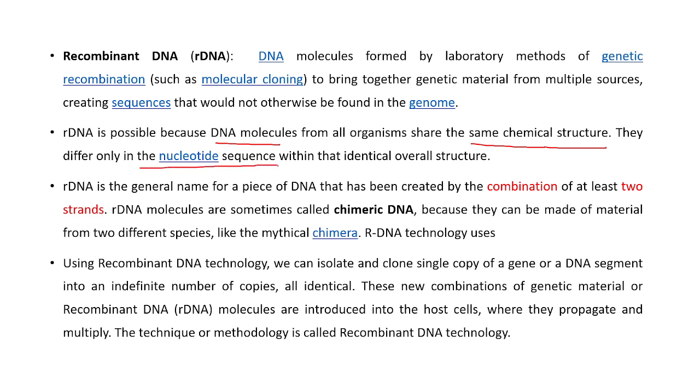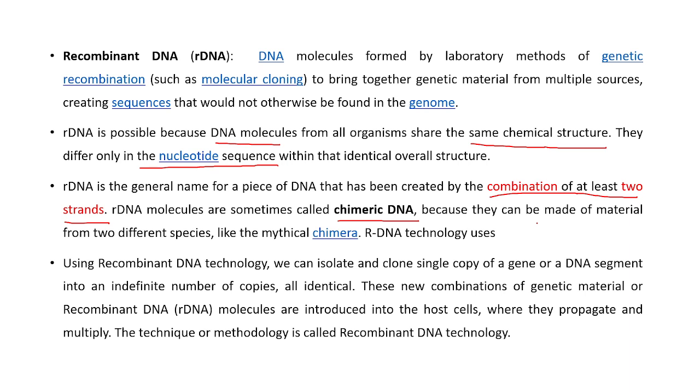Okay, so that is why it is possible to make recombinant DNA. Now, recombinant DNA is the general name for a piece of DNA that has been created by the combination of at least two strands. These recombinant DNA molecules are often called chimeric DNA because they can be made up of two different kinds of species materials, like the mythical chimera, and it uses different types of techniques for making it.